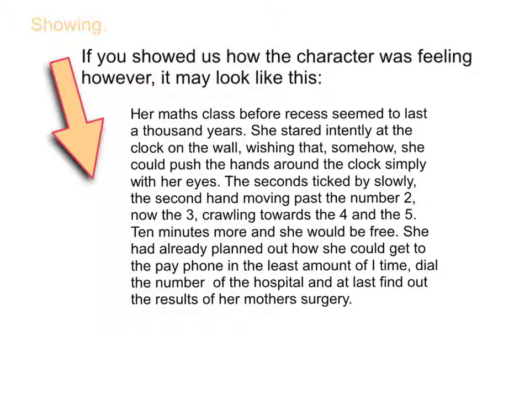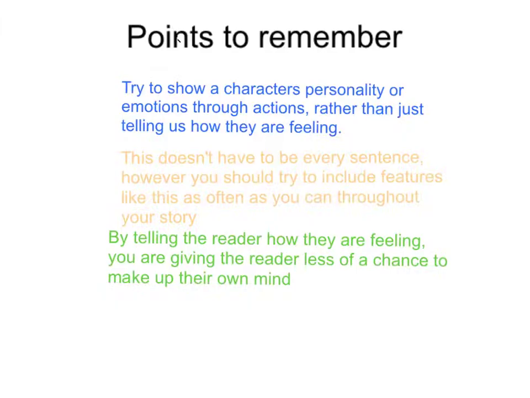Okay, so what do we have to do from here? Okay, so here are some points to remember about today's lesson. Firstly, when you're writing a story, try to show the character's personality or emotion through their actions rather than just telling us how they are feeling. This doesn't have to be every sentence, but you should try to include these features as often as you can throughout your story to help make your story more enjoyable for the audience.